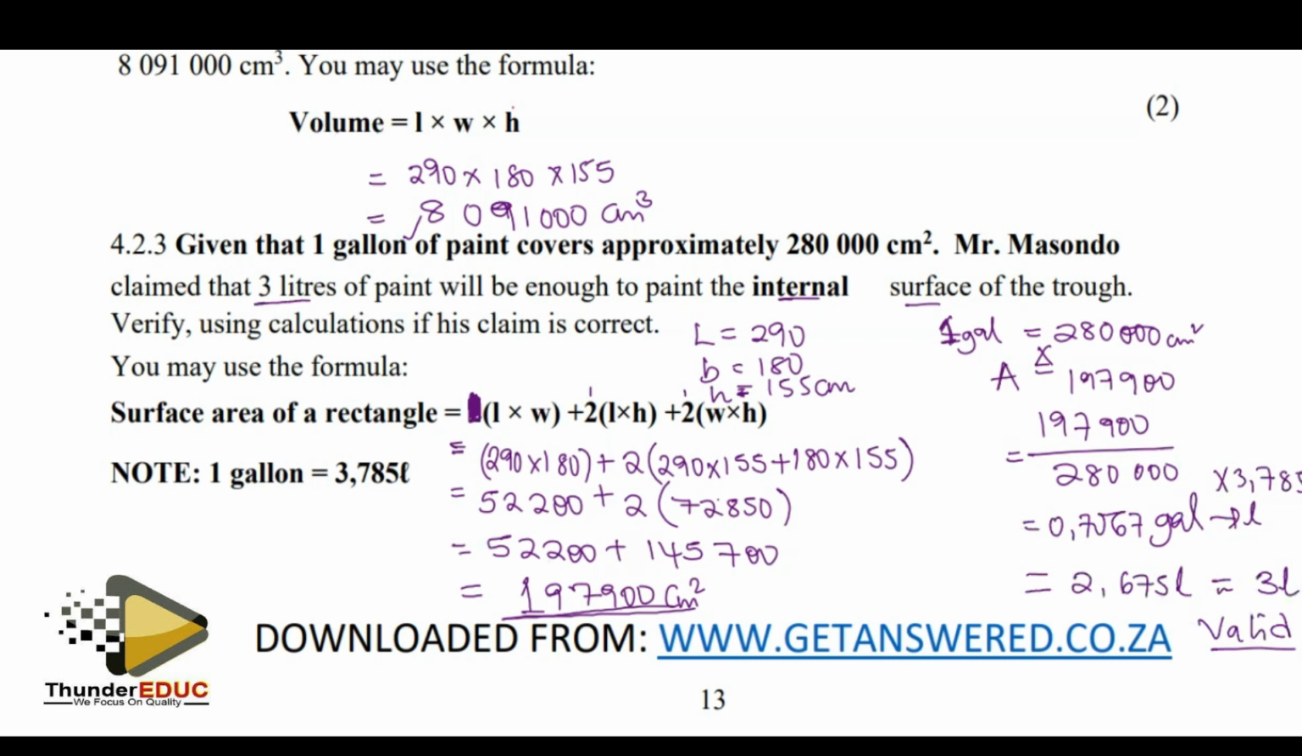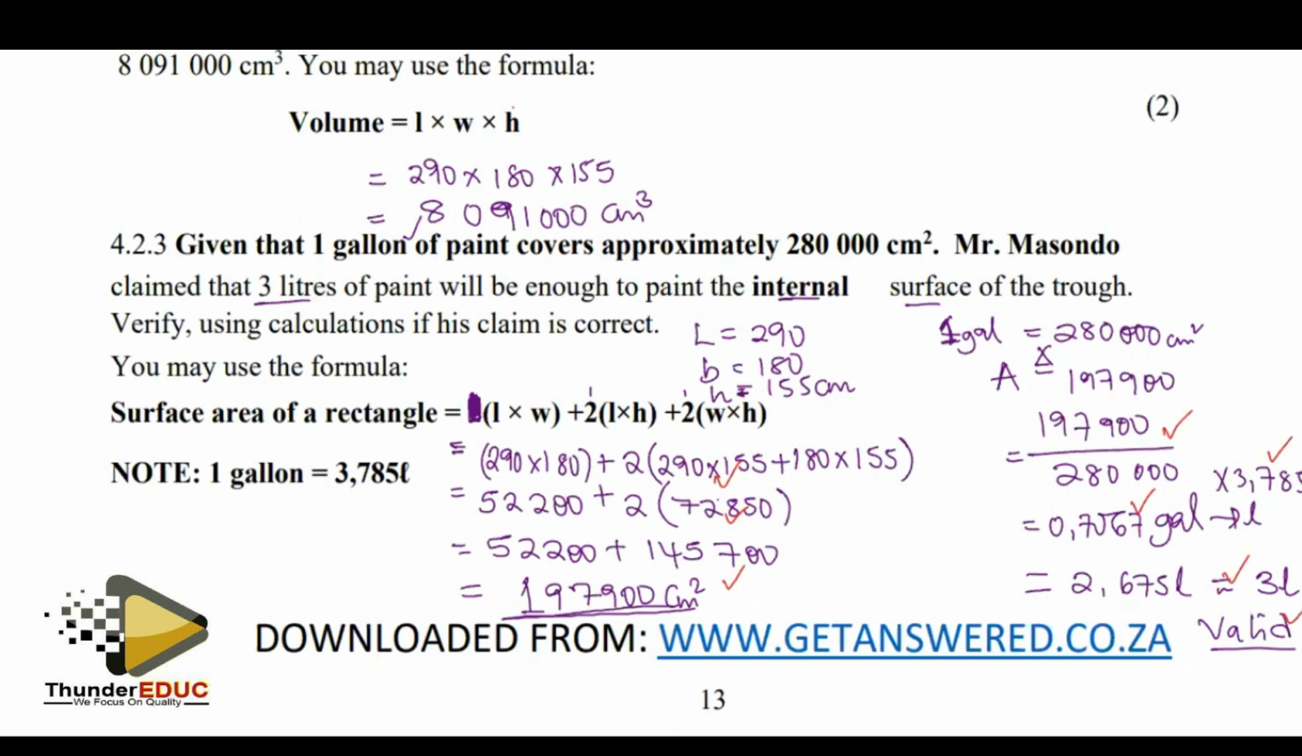One, we had to look for the area. You looked for the area. Having looked for the area, you had to look for how much paint do you need? How much paint? This is what you got. You got it in gallons. You changed the gallon, and you got your answer there. You verified the claim.